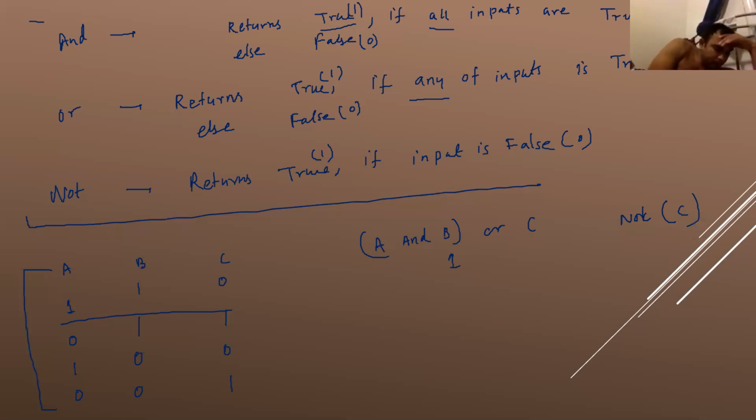AND returns true if all the inputs are true, and returns false if any of the inputs is false. In the OR operator, it will return true if any of the inputs is true, else it will return false. The NOT operator will return true if the input is false, zero. Why did you write down return? Why not the result?